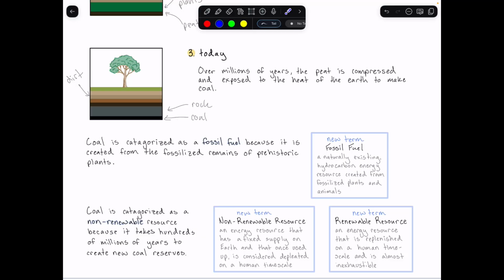Now, this is in contrast to a renewable resource. A renewable resource is an energy resource that is replenished on a human timescale and is almost inexhaustible. An example of this is wind and solar energy, which we're going to discuss in some of the later lectures in this course. But for now, we're going to stick with coal. All right, let's go to how coal is mined.